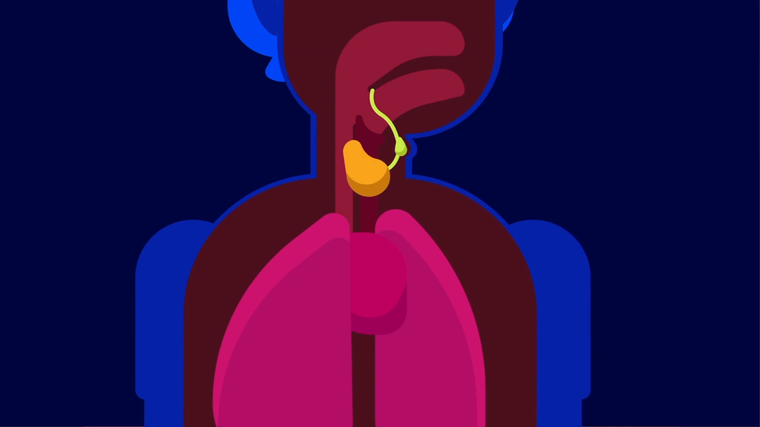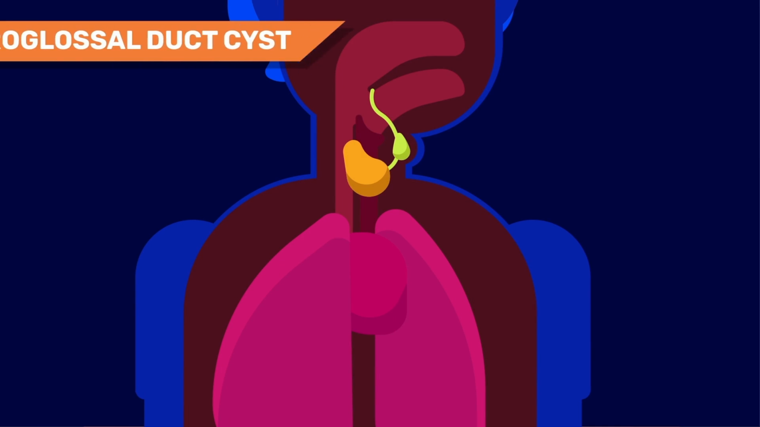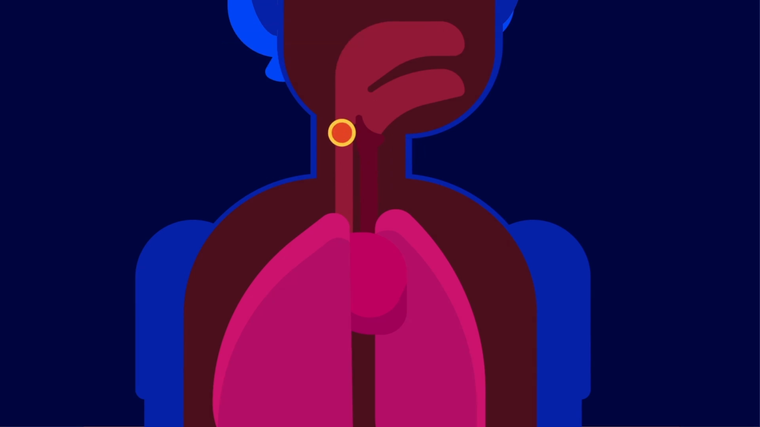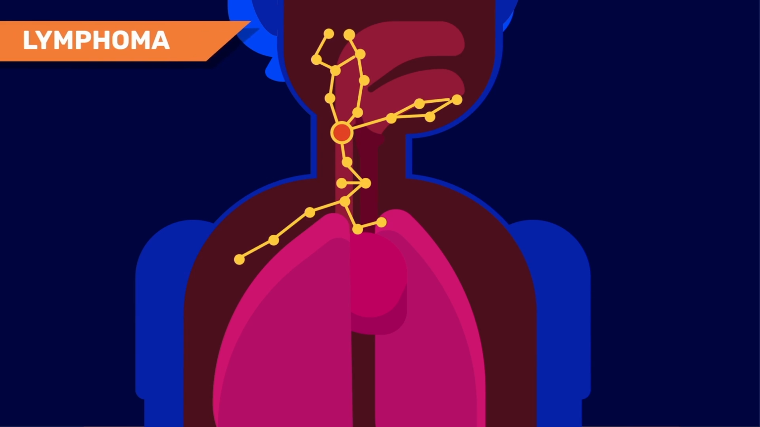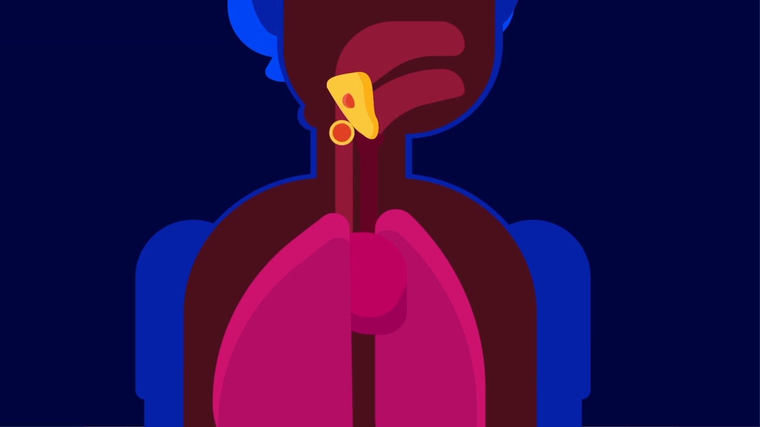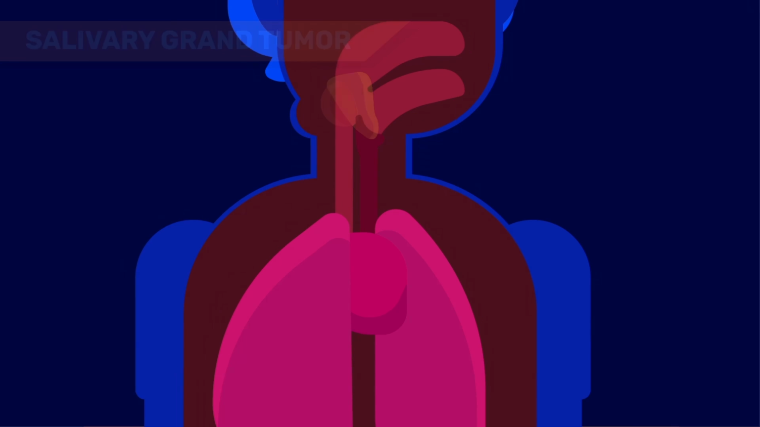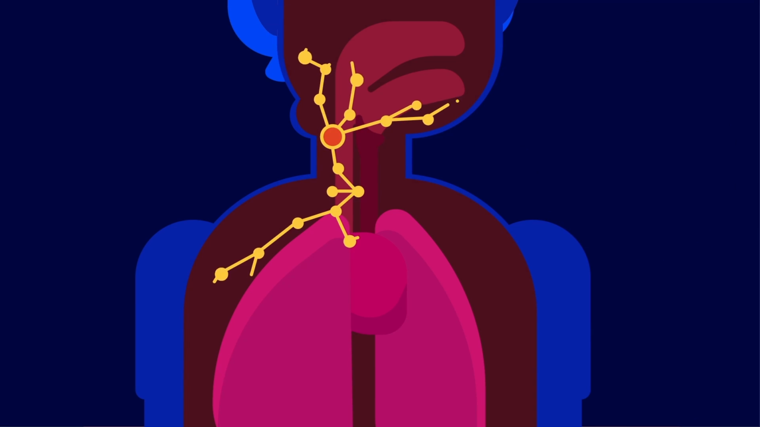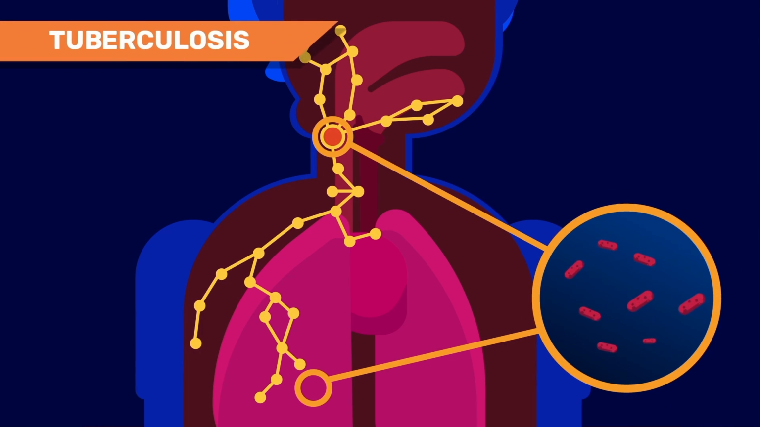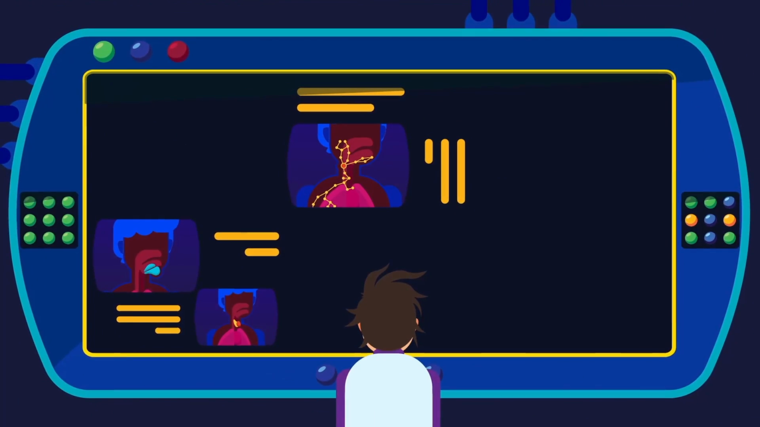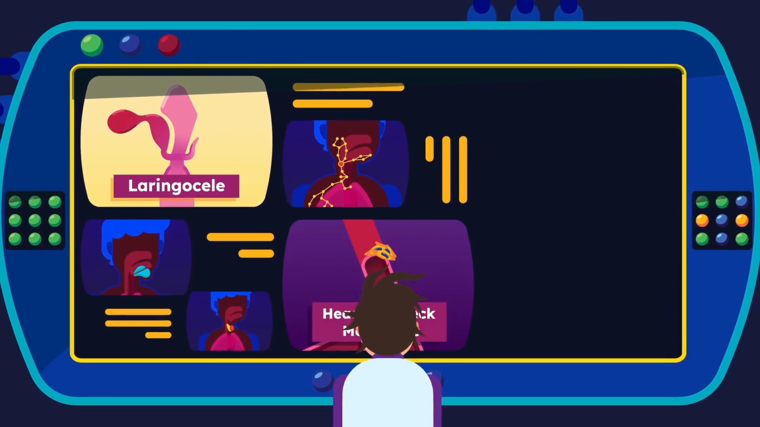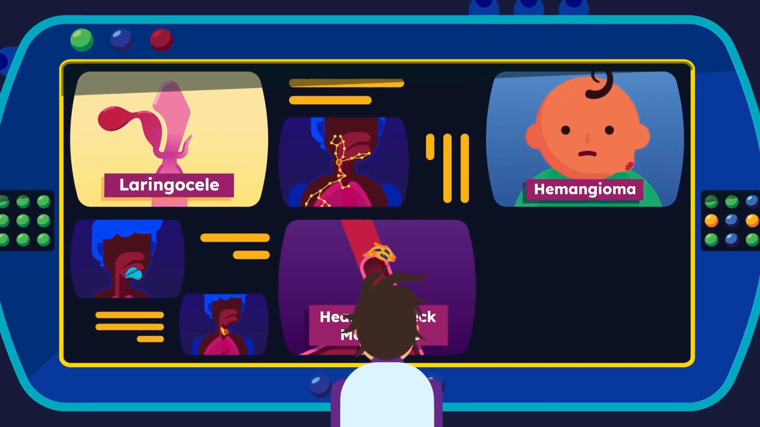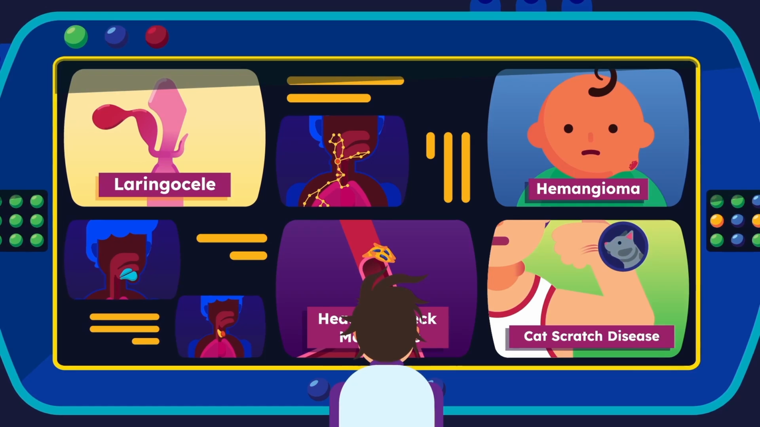Does it appear to be a congenital lesion, such as thyroglossal duct cyst? Is it neoplastic, such as lymph node malignancy, lymphoma, or salivary gland tumor? Is it an infection, such as Ludwig's angina? Or is it a systemic disease, such as tuberculosis? Other diseases include laryngocele, head and neck metastases, hemangioma, and cat scratch disease.